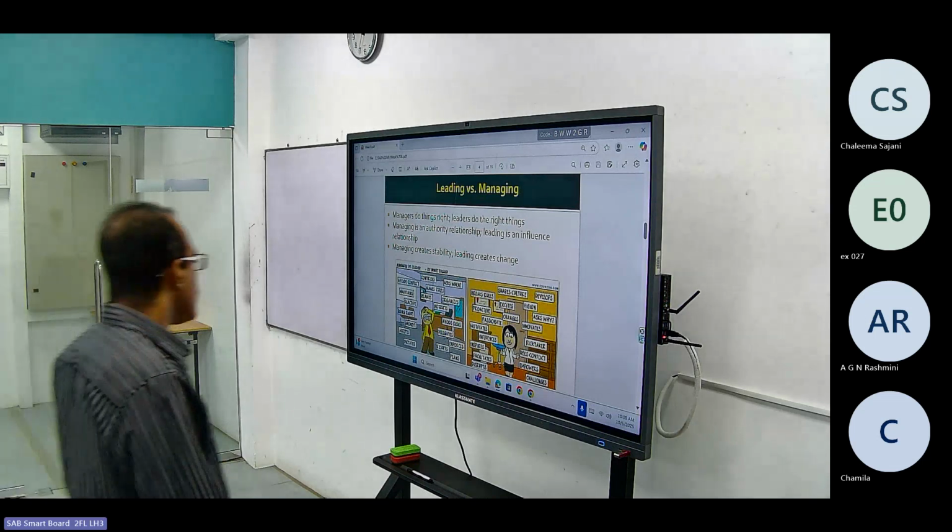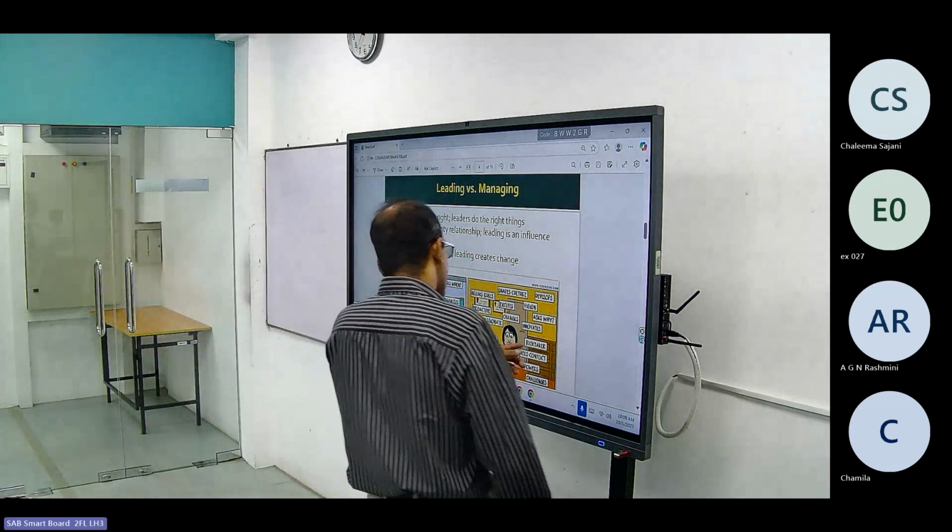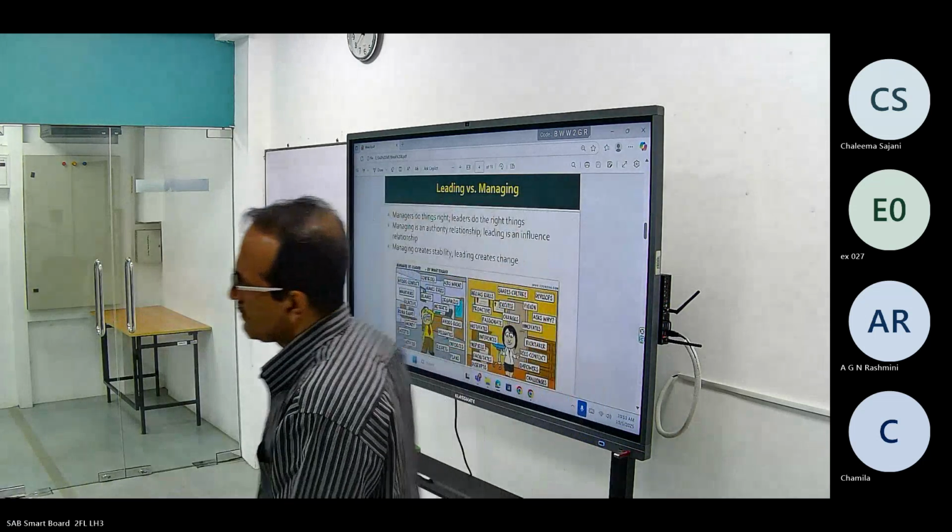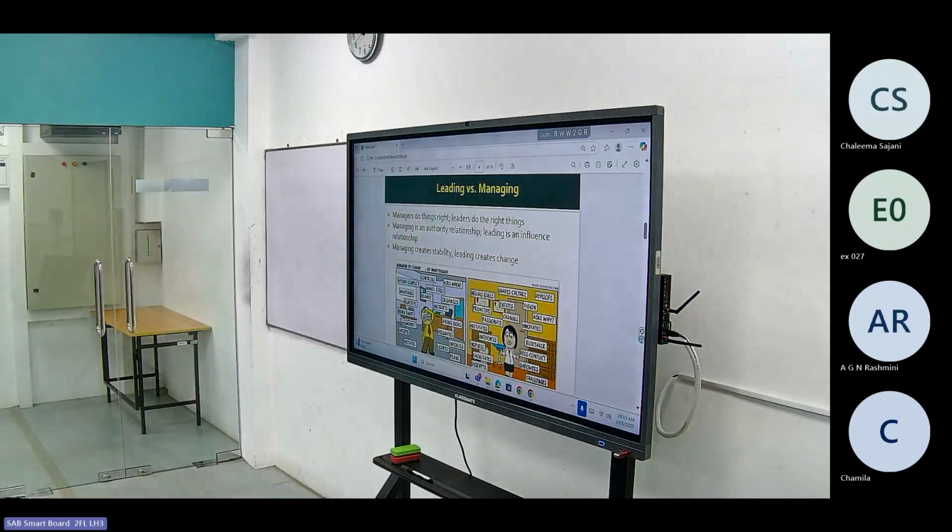Then risk: avoiding risk and taking risk. Another couple of points, no? We can say managers mostly try to avoid risk. They are not risk takers. But successful leaders try to take the risk, and engage in change processes successfully.